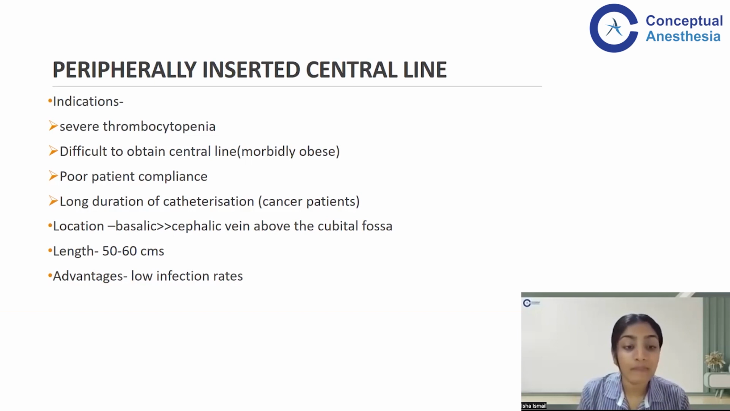Patient is not having good compliance, moving terribly, it's not safe for you to go for a central line in the neck. And long duration of catheterization, like a cancer patient, you know they're going to require catheterization for a long period of time. So you'll put a PICC line in either the basilic or cephalic. Basilic is generally preferred above the cubital fossa. Basilic is preferred because it is wider and straighter, and that is easier to access also. The length will be about 50 to 60 centimeters, and because of its peripheral location, it is going to have low infection rates.